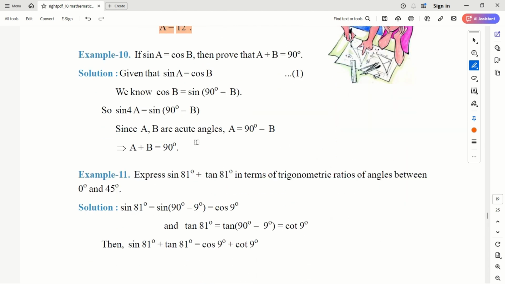Next. If sin A equals cos B, then prove that A plus B equals 90 degrees. This is easy because we know that cos B equals sin of 90 minus B. It is given that sin A equals cos B, which means sin A equals sin of 90 minus B. So A is equal to 90 minus B, that means A plus B equals 90.